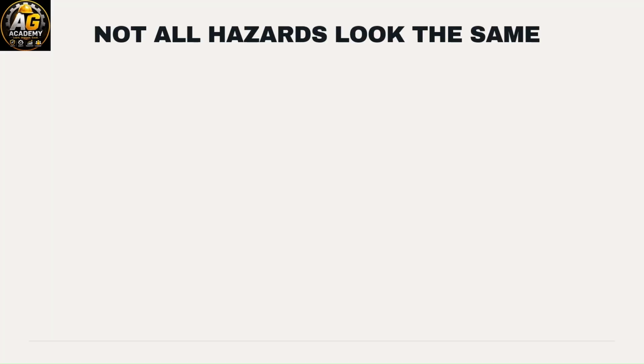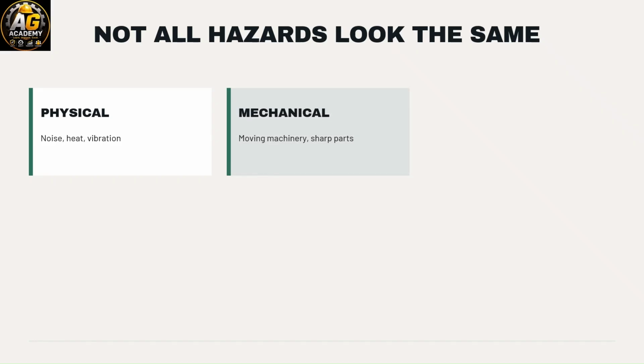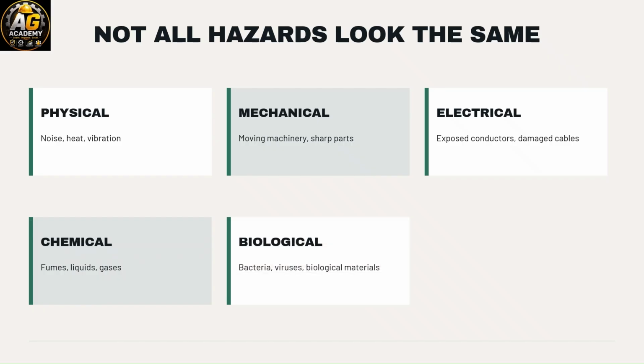Not all hazards look the same. Physical hazards include noise, heat, and vibration. Mechanical hazards come from moving or sharp parts. We can also face electrical, chemical, and biological hazards. And ergonomic hazards can result from poor posture, repetition, or manual handling.